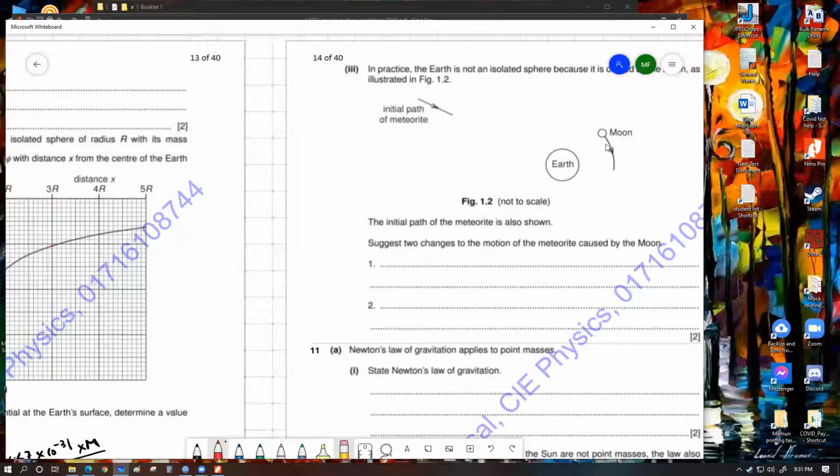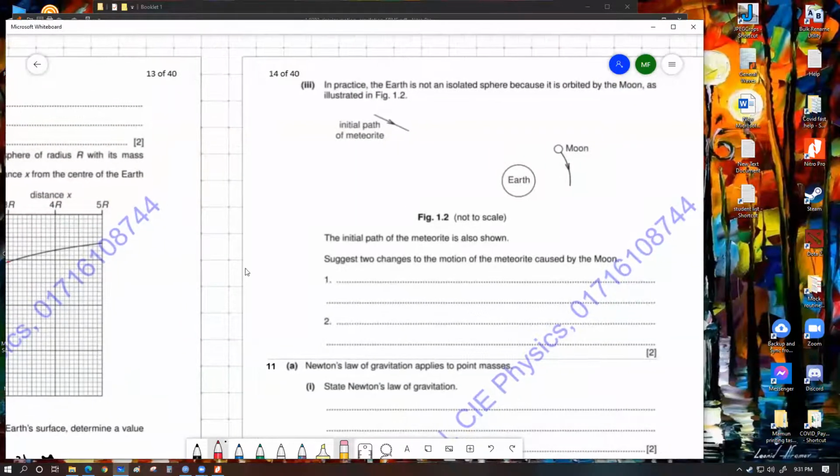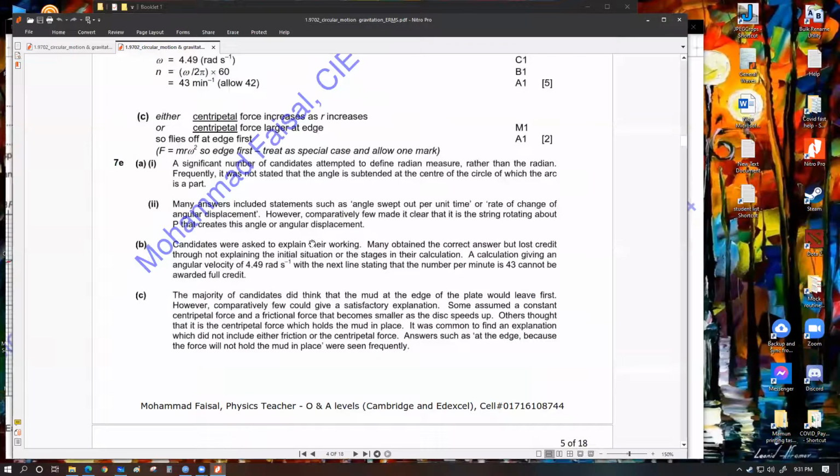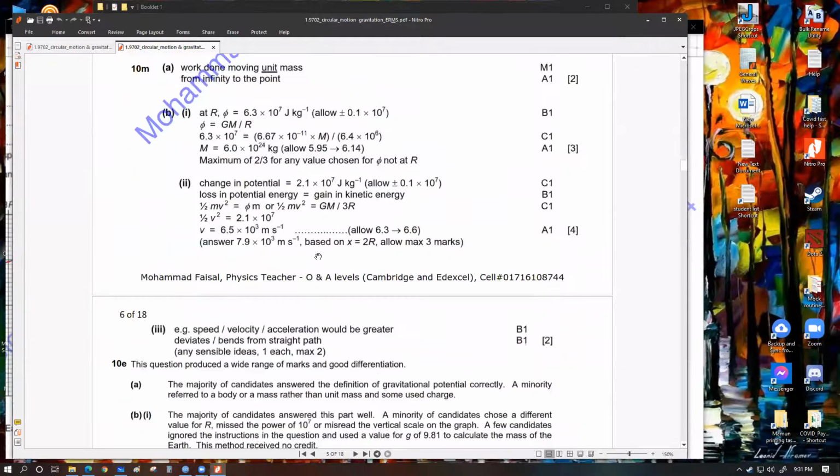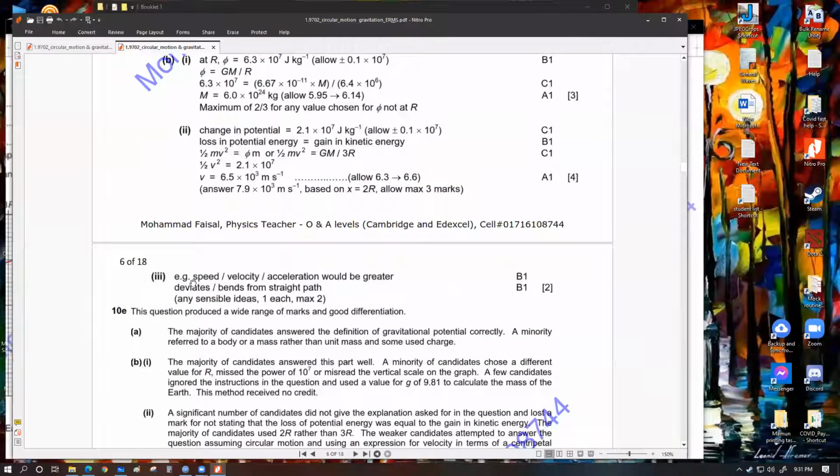We're going to have a look at the mark scheme to consider the answer to this question. This is question number 10, last part 3. Okay, here we are. Examples are always good in mark schemes because this means you can write your answer in a whole lot of different ways. These are just some suggestions for how the answer could be written. Speed or velocity or acceleration should be greater. Deviates or bends from the straight path. Any sensible ideas, 1 each, maximum 2.